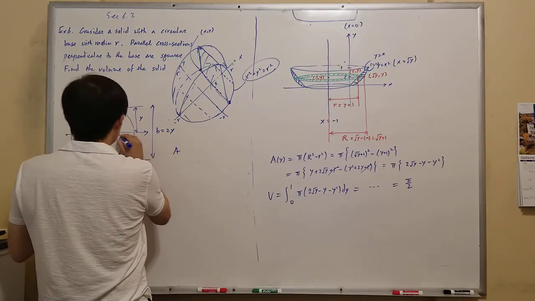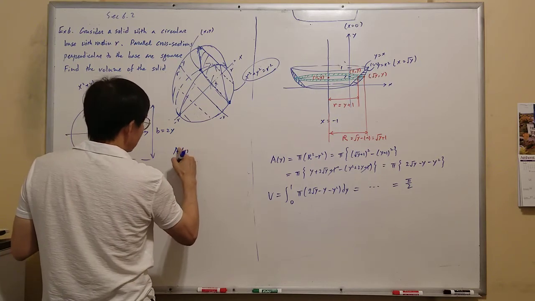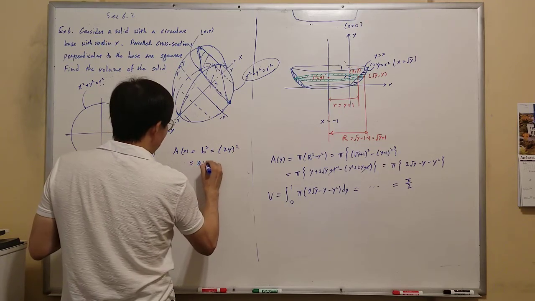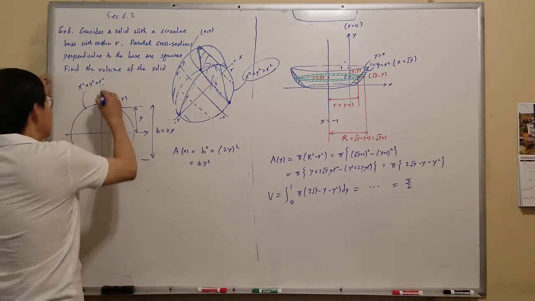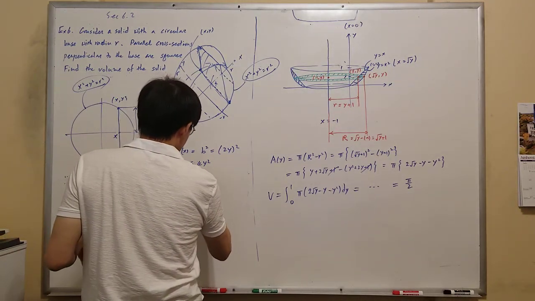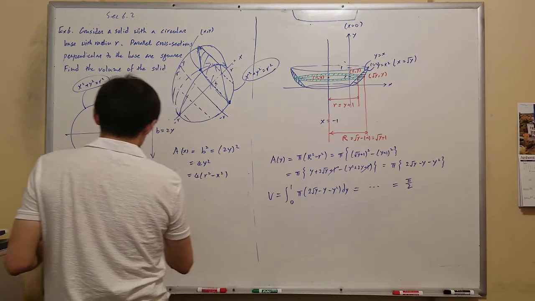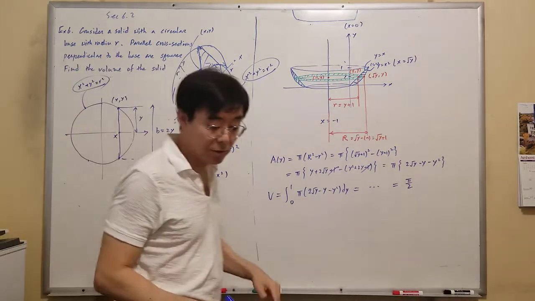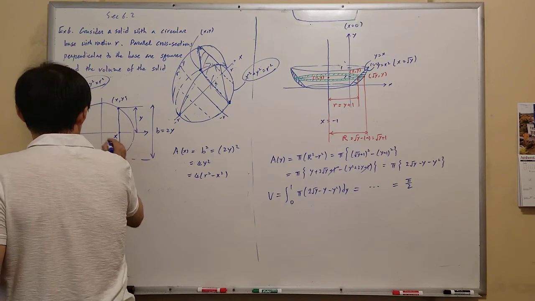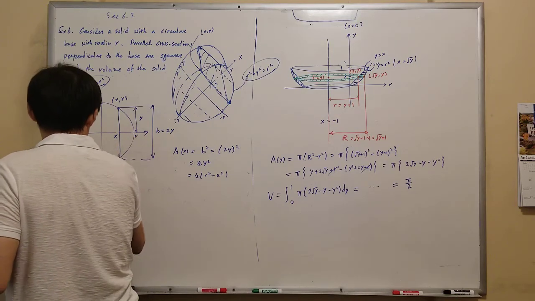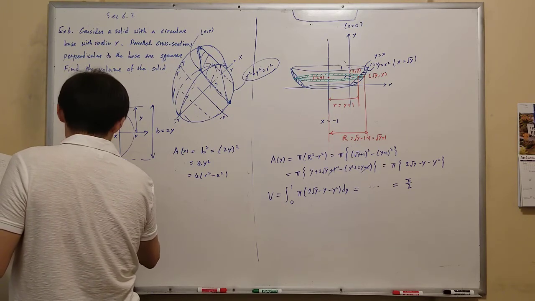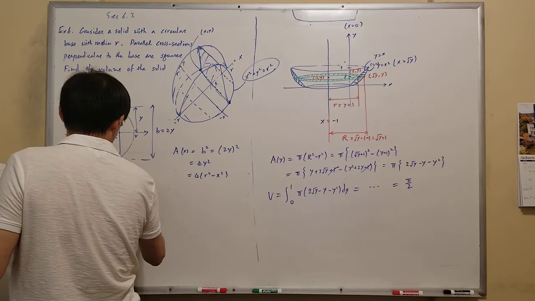So area as a function of this x is b squared, 2y squared, so 4y squared. But this xy is satisfying this equation. Your y squared equals r squared minus x squared. So this is your cross-sectional area. Okay? So the volume is x runs from minus r to r, 4 times r squared minus x squared dx.